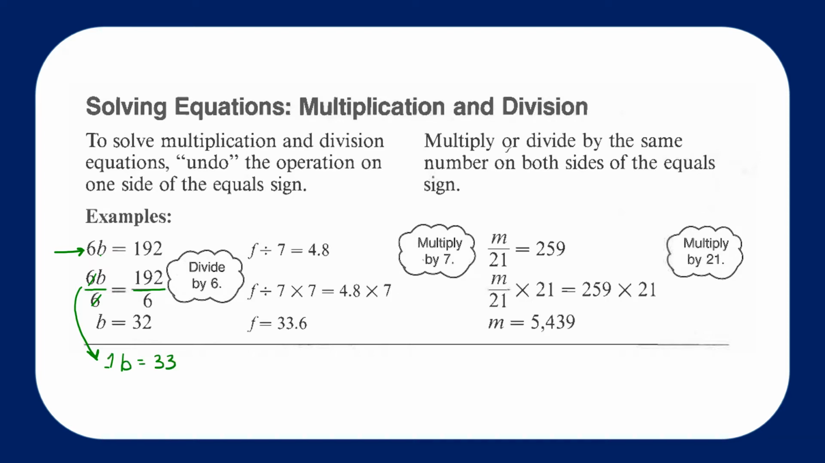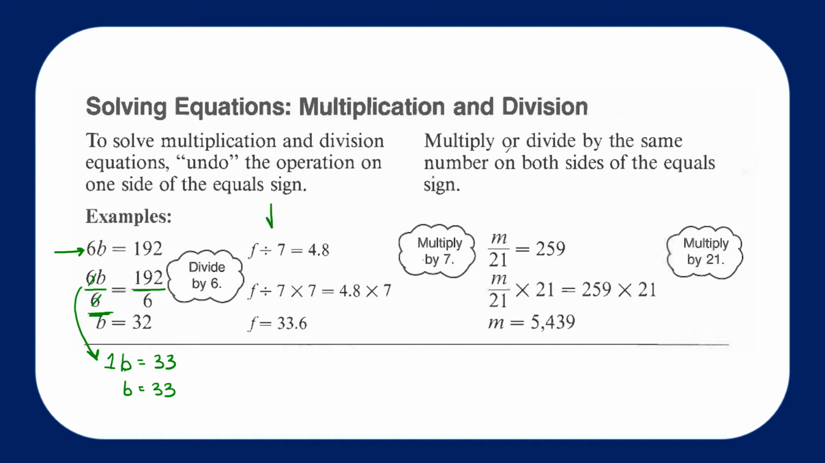But we know because of the identity property that 1 times b equals b. So essentially we're skipping a little step right here that would go right here, but that's okay because you can do that part mentally.